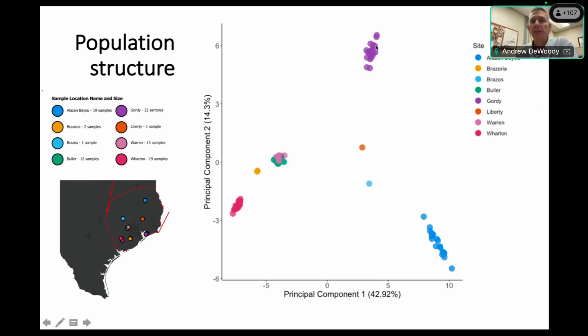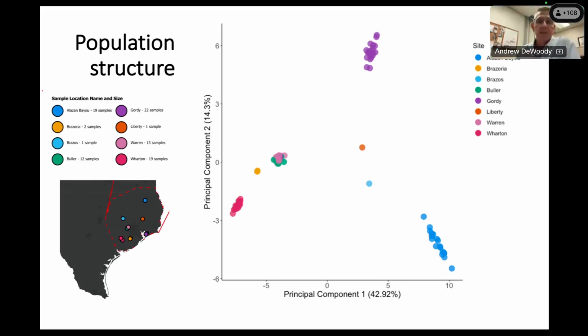So all these purple individuals that were sampled at Gordy are much more similar from a DNA sequence perspective to one another than any of them are to these individuals from, say, Wharton over here, or from Allison Bayou down here. And similarly, all these from Allison Bayou are much more similar to each other than any of them are to those from these other sites. And of course, a couple of these sites, we only had 1 or 2 individuals from. So this is a limitation of working with species that are really hard to detect and sample in the field.